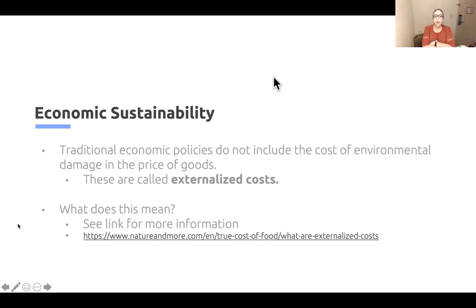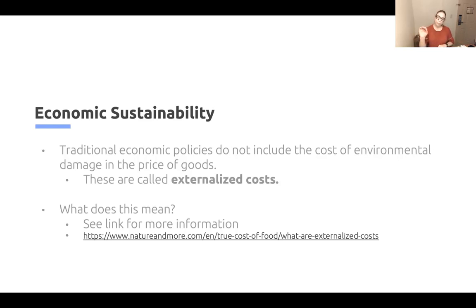So traditional economic policies do not include the environmental damage that is caused by the production of goods. Now, this is called externalized cost. External meaning outside, right? Internal would be inside, external outside. So externalized costs mean that, let's say paper production, right?